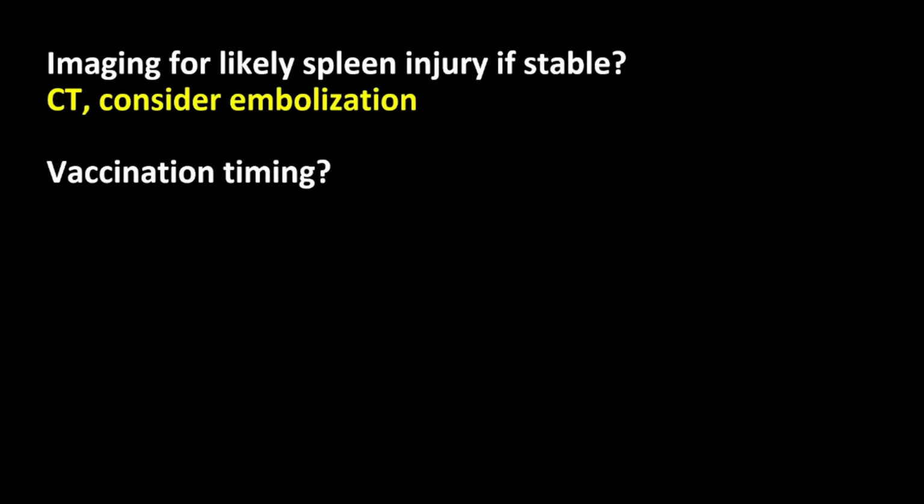If this patient was stable, on the other hand, what imaging would you want to obtain to assess for a splenic injury? What's kind of the first line imaging study? Yep, so you'll want to be considering a CT scan, and you can consider embolization as well, depending on the severity of the splenic injury. Now, we do vaccinate patients that have a high-grade splenic injury or splenectomy, and what is the ideal timing for vaccination, and what do we vaccinate these patients for?